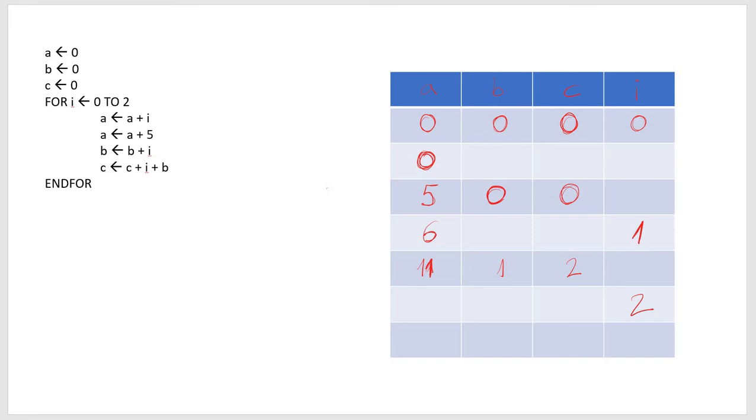A is being assigned to A plus I, so that's 11 plus 2, which gives us 13. Then A is being assigned to A plus 5, so that's 13 plus 5, which is going to give us 18. B is going to be assigned 1 plus 2, which is 3. And C is going to be assigned C plus I plus B. That's basically 2 plus 2 plus 3, which is going to give us 7. So at the end of that program, the states of our variables are like so. Okay? See you in part 3, where we will have a look at an algorithm with an error in it.